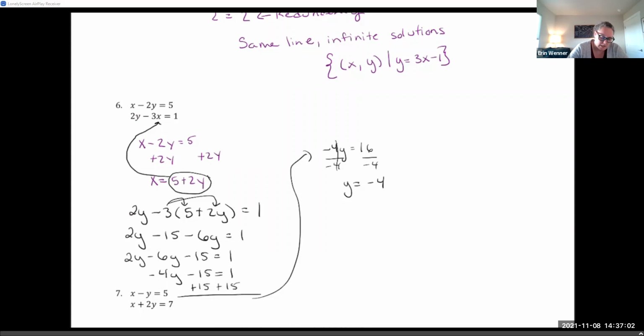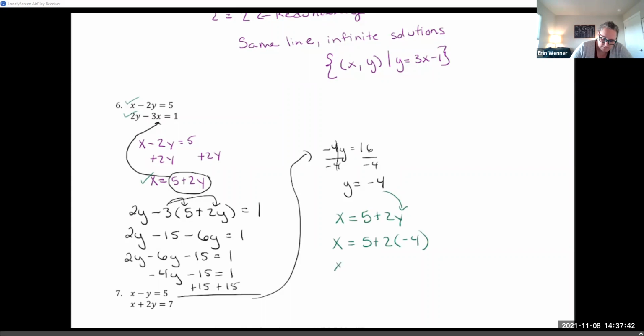Okay. Again, when looking for where to plug this back in, you do have 3 choices, meaning we could plug it into the first equation, we could plug it into the second equation, or we could even plug it into the third equation. The reason I like the third equation is because x is isolated, and that is what we're trying to solve for now. So if I use the equation x equals 5 plus 2y, and I plug -4 in for y, I get x equals 5 plus 2 times -4.